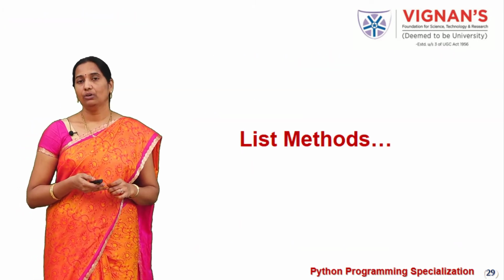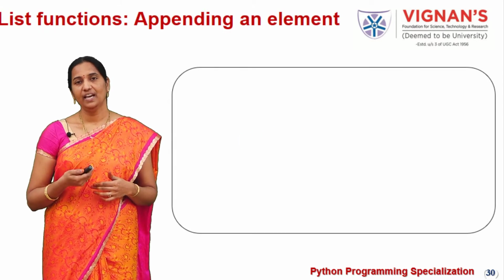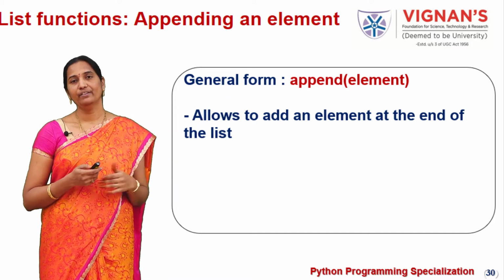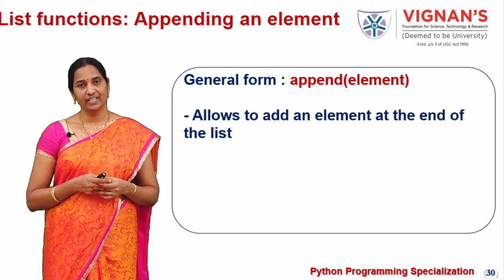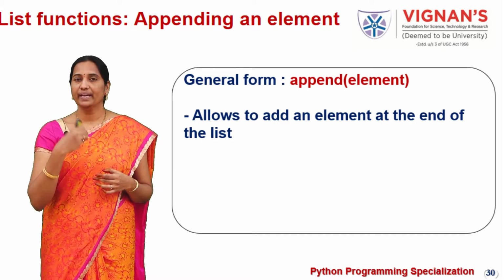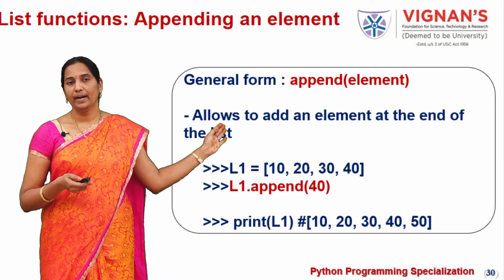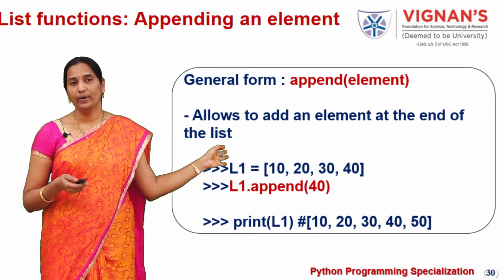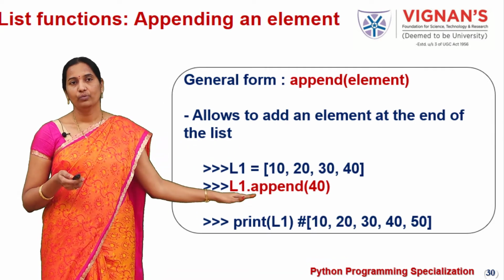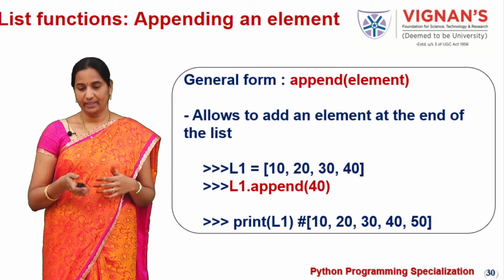Now let us see how we use various methods to process the list elements. First we will see how to append an element to an existing list. The general form is list.append(element). Append is the method which takes a single argument, and whatever element you pass, that element will be appended at the end of the list. Here you can observe the example: when you append 40 to the list L1, it will be added at the end of the list L1. In this case, we are allowed to append only one element to the list using the append method.